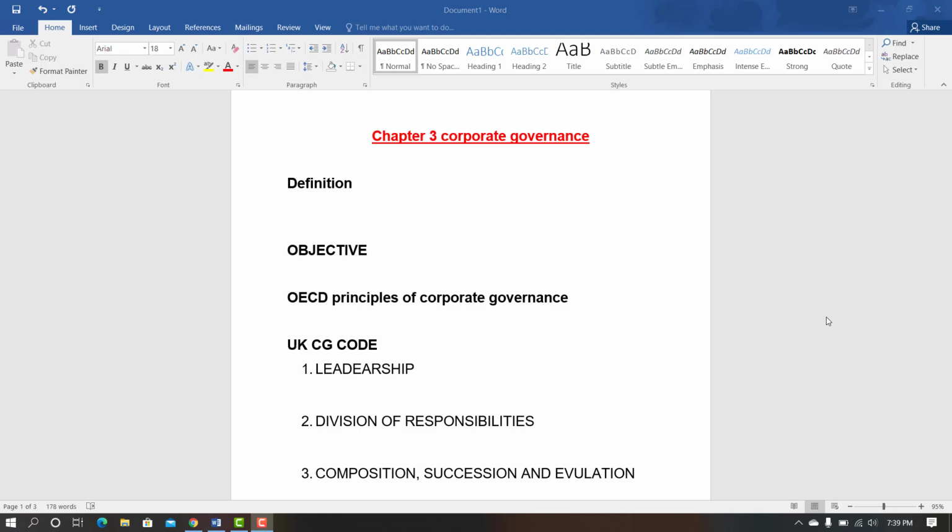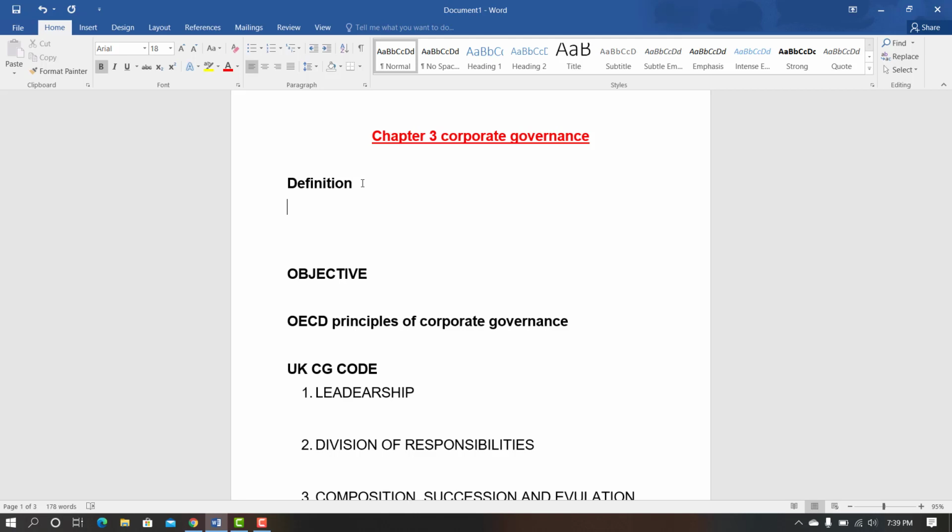So today we are going to read Chapter 3 Corporate Governance, which is one of the most important chapters under Syllabus A. So let's start with the definition. What is corporate governance? You have read it in F3 and F1 also, and the same definition we are using in F8 also. Corporate governance means a series of laws and guidelines aimed at making directors manage the company in the best interest of shareholders and stakeholders.